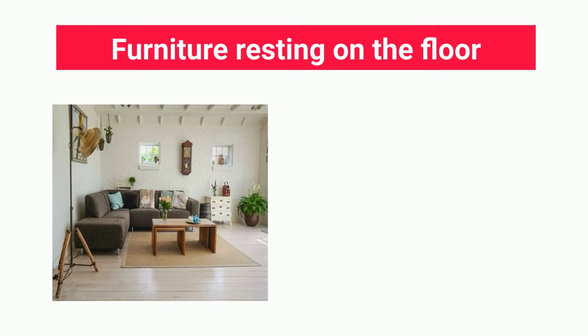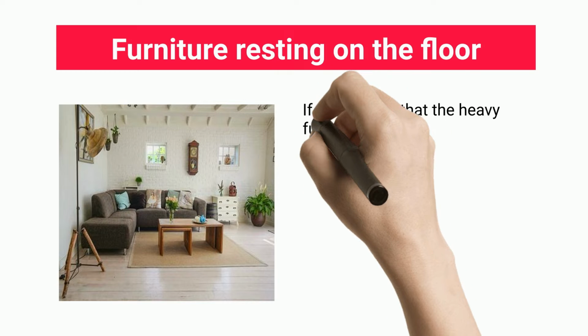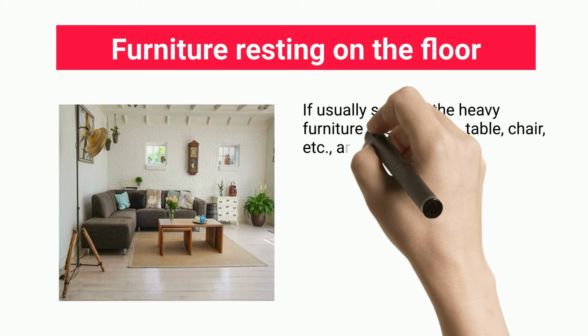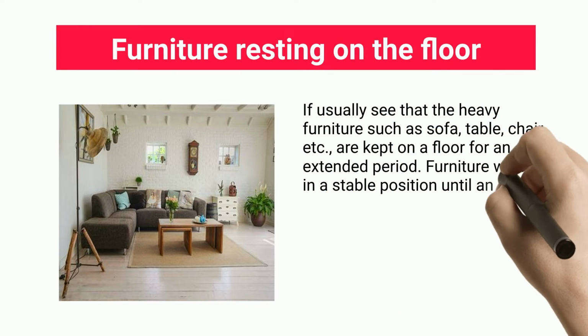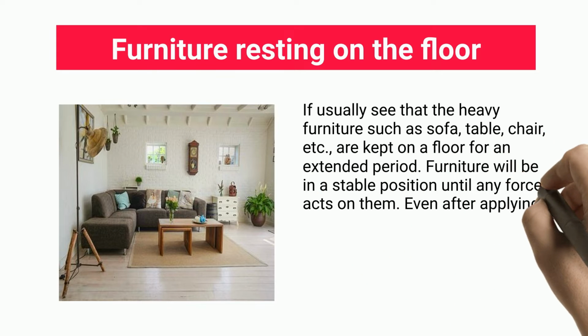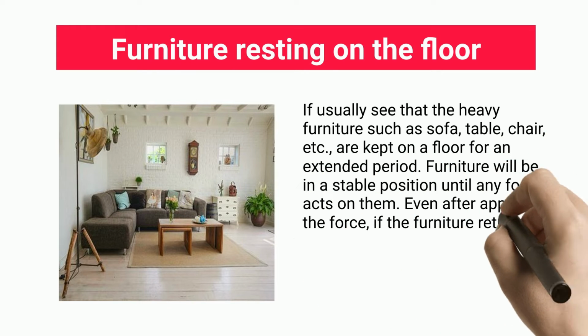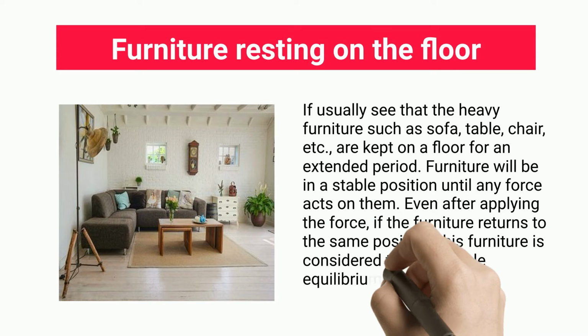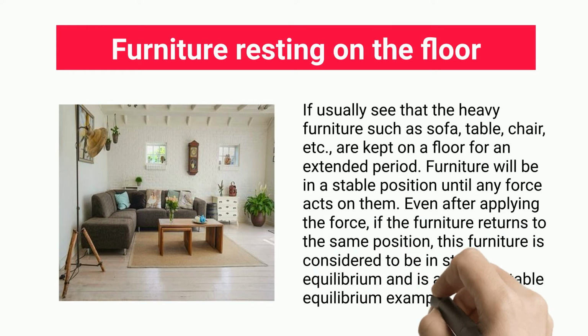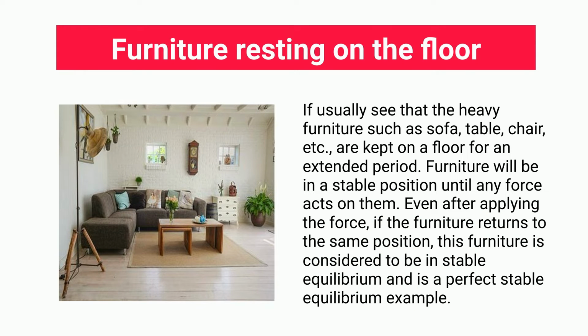Furniture resting on the floor. We usually see heavy furniture such as a sofa, table, chair, etc. kept on the floor for an extended period. Furniture will be in a stable position until any force acts on it. Even after applying force, if the furniture returns to the same position, it is considered to be in stable equilibrium and is a perfect stable equilibrium example.